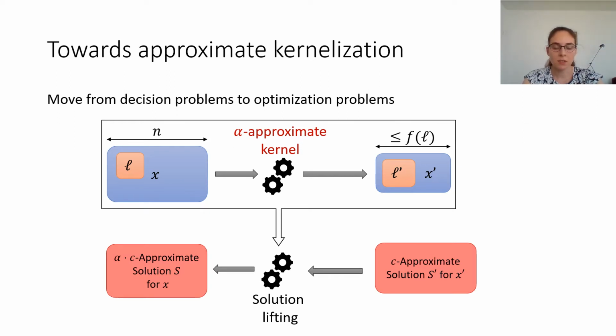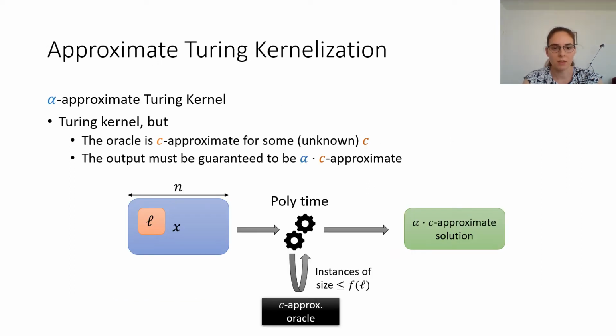Okay, so now that we've seen Turing kernelization and approximate kernelization, let's combine them into one notion. An approximate Turing kernel, just like a Turing kernel, is a polynomial time algorithm that, given an input instance, will output now not yes or no, but actually an alpha times C approximate solution when it's given access to a C approximate oracle, and the size of instances that it gives to the oracle needs to be bounded by some function of the parameter. And this function is, as usual, the size of the approximate Turing kernel.